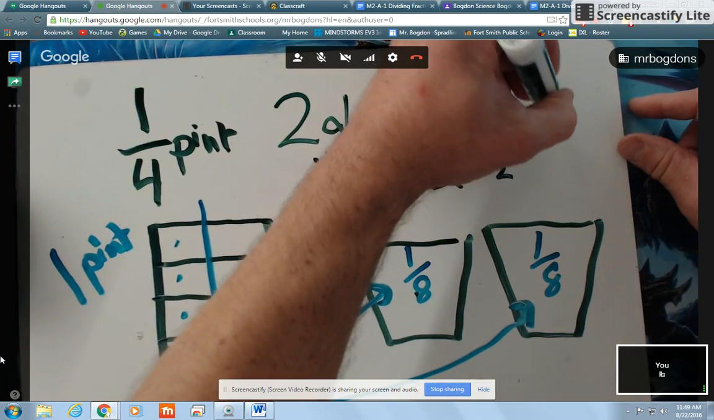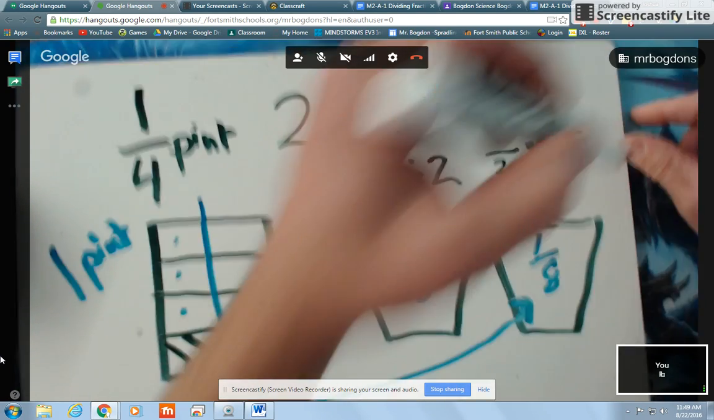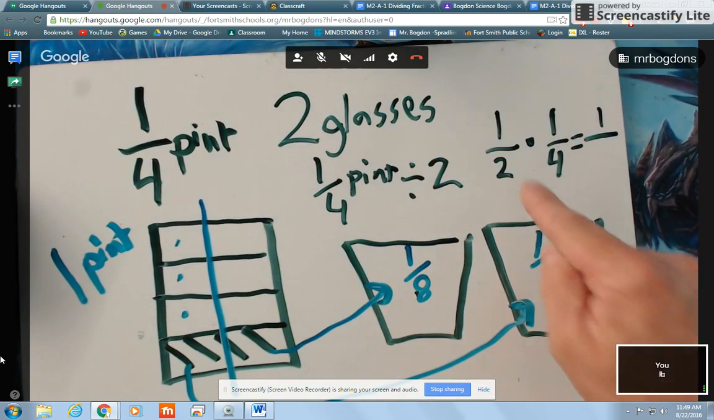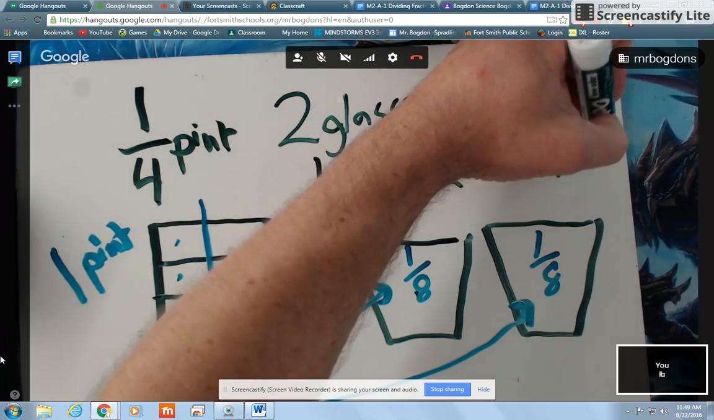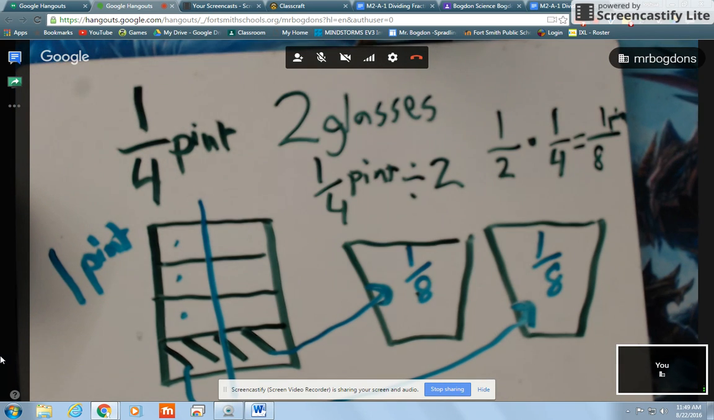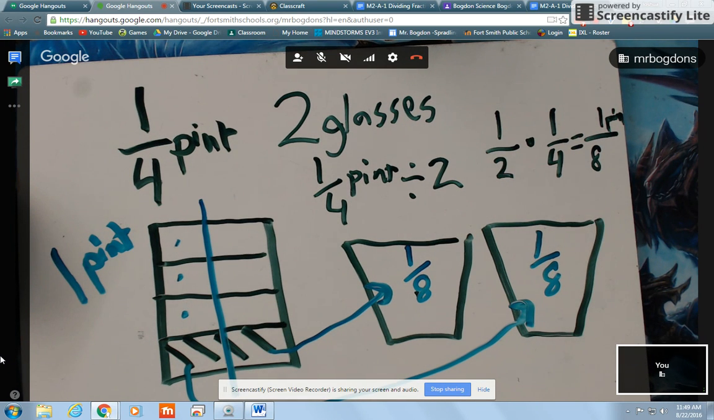So 1/2 of 1/4 is equal to, whenever I multiply fractions, that's the easiest thing because we just multiply across. Remember the song, multiplying fractions, multiply across, multiply across? That one? So what's 1 times 1? What's 2 times 4? 8. Okay, and I still have my pint. So the answer is each cup gets 1/8.